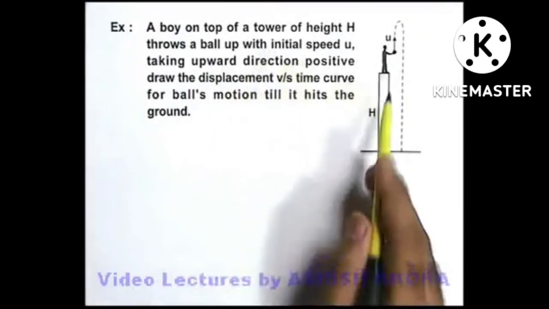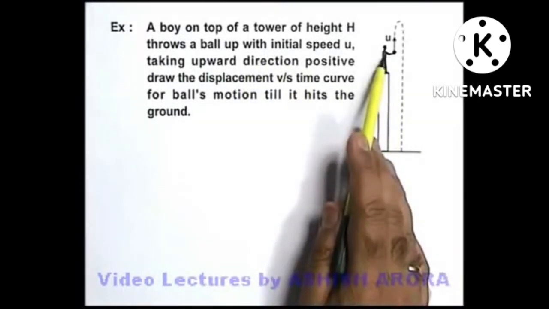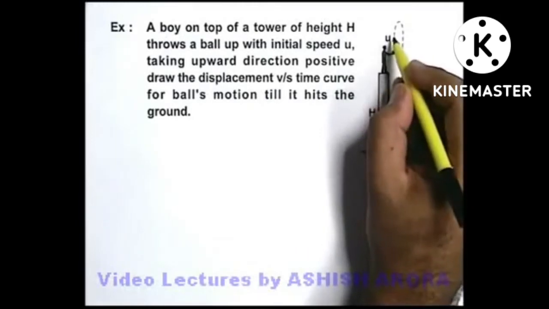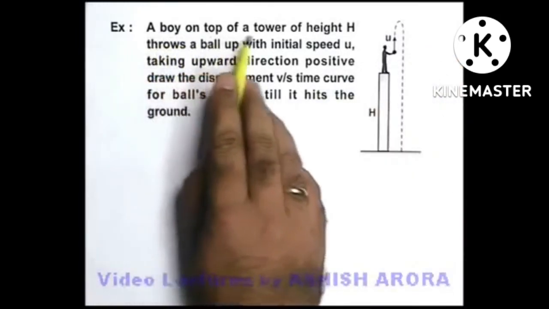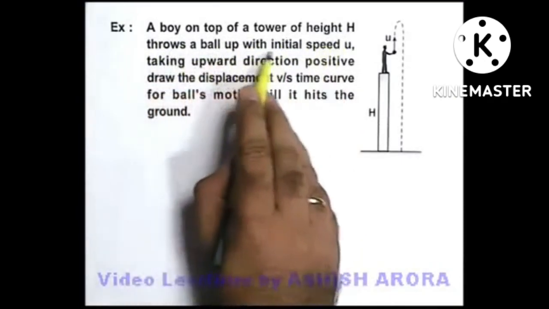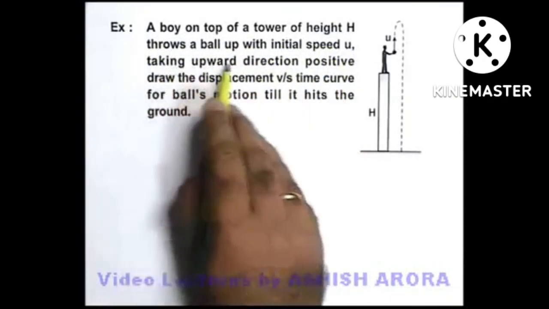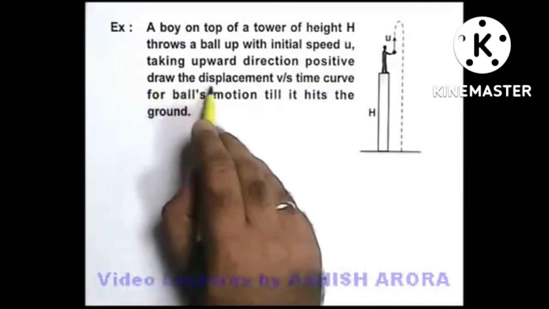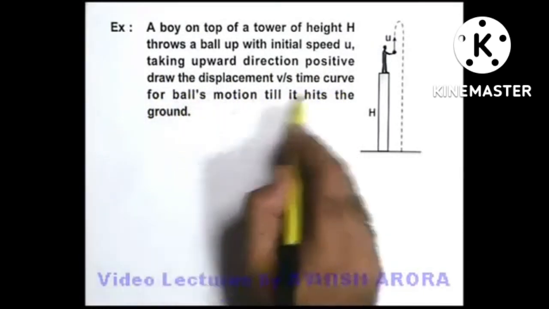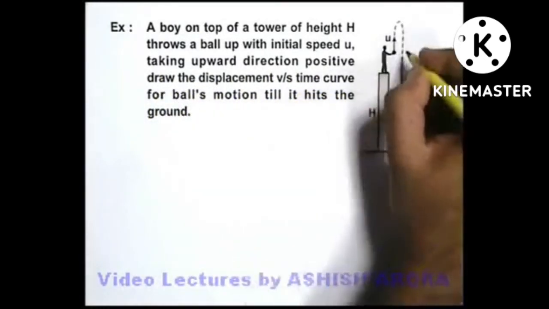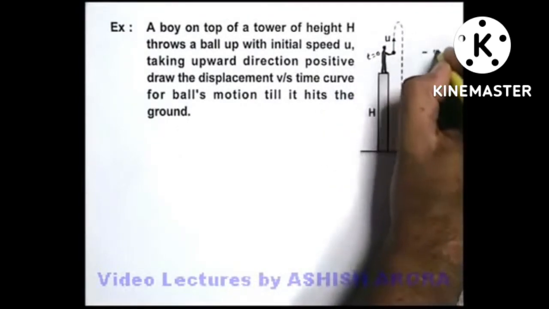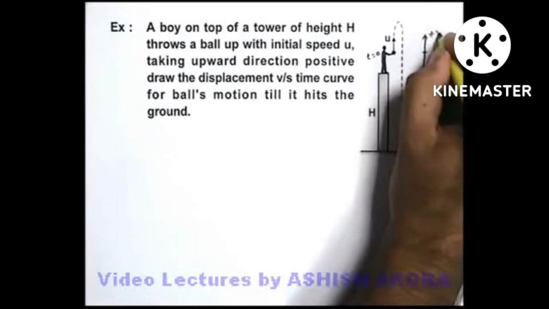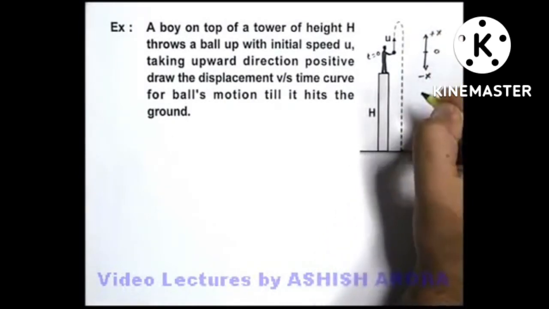In this example, we are given a tower over which a boy is standing who throws a ball up with a speed u. It goes up and finally it falls on the ground. It says a boy on the top of a tower of height h throws a ball up with the initial speed u. Now taking upward direction positive, we are required to draw the displacement versus time curve for the ball's motion till it hits the ground. We can say the starting point where the ball was thrown at t equal to 0 is taken as origin, and upward direction we consider as positive x direction and downward we take as negative x.